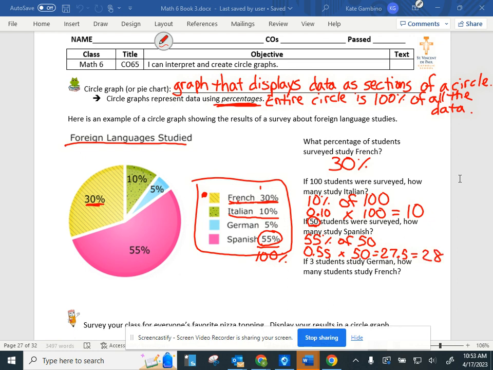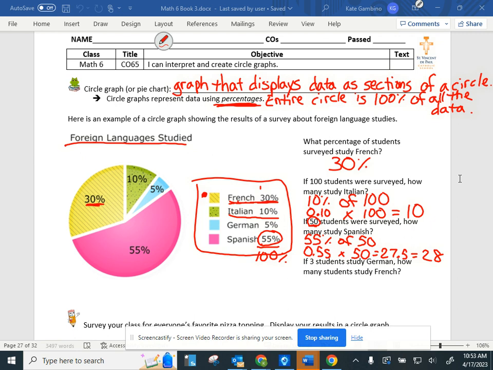If 3 students study German, how many students study French? Oh, now we have to figure out all of our steps. There are multiple steps we have to do to find this answer. What do you think, Matthew? I know the answer. I don't know the final. What do you think the answer is? I'm pretty sure. You are not.